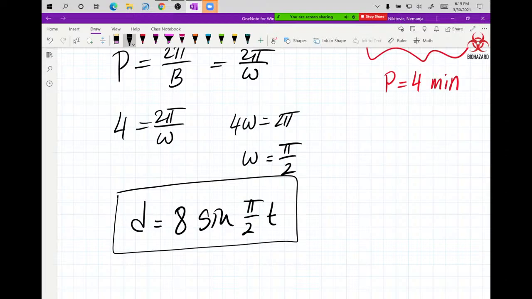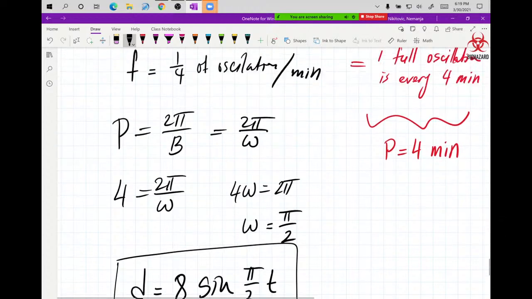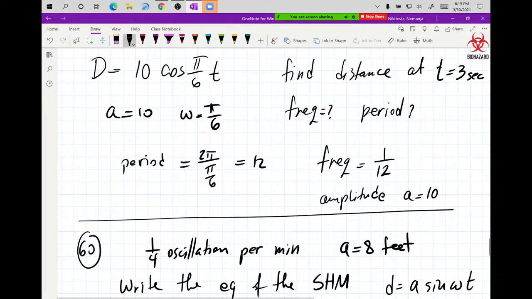So that's it for these word problems. We included some of the physics at the end.